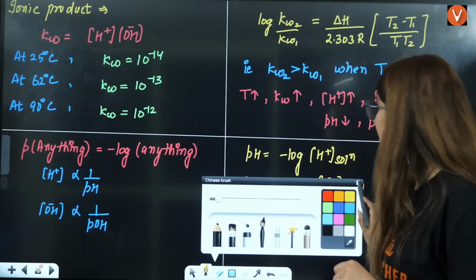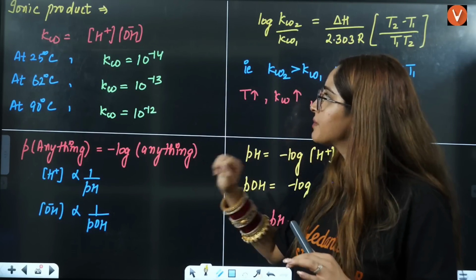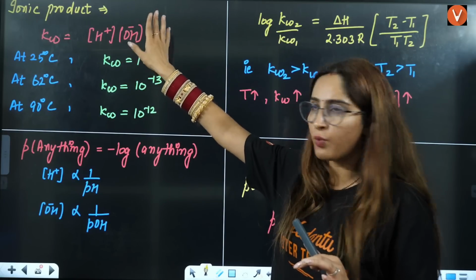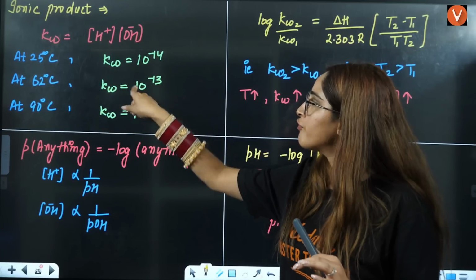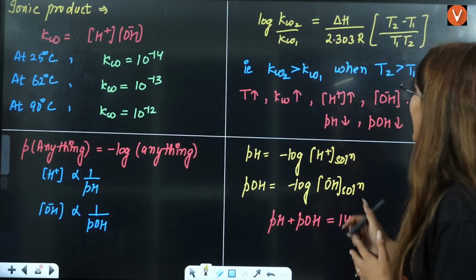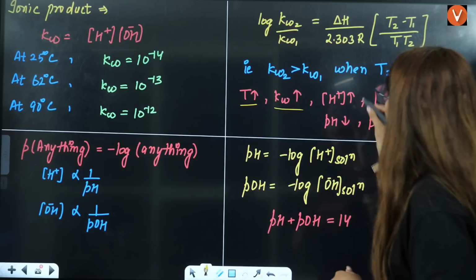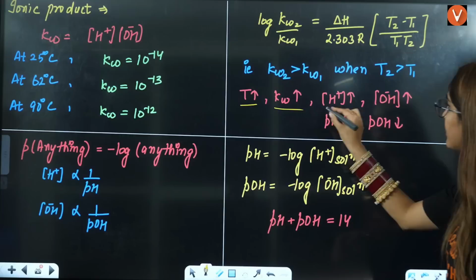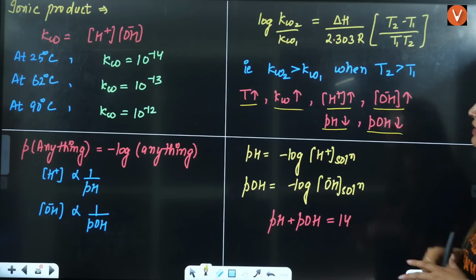Then talking about ionic equilibrium here, what you have to remember for ionic equilibrium is very simple. First is Kw, that is your ionic product, which equals H positive times OH negative. At different temperatures, the value of Kw also changes, right? That is why we say that as we increase the temperature, Kw is increasing here. And because Kw is increasing, H positive concentration is also increasing and pH is decreasing. OH negative is also increasing, so pOH is decreasing.